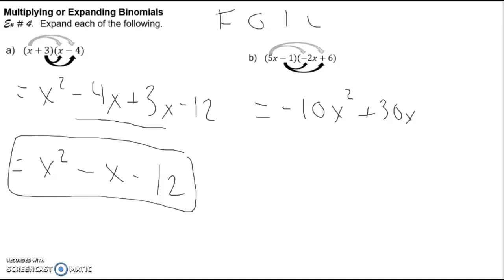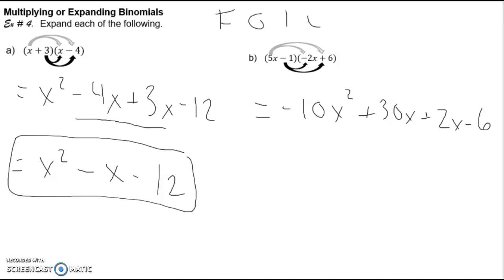Next step is we have our inside terms, negative 1 times negative 2x. Negative times negative is a positive. 1 times 2 gives us 2. And there's only one x there, so it's just positive 2x. And last but not least, we have negative 1 times positive 6. Negative times a positive is a negative, and 1 times 6 gives you 6.